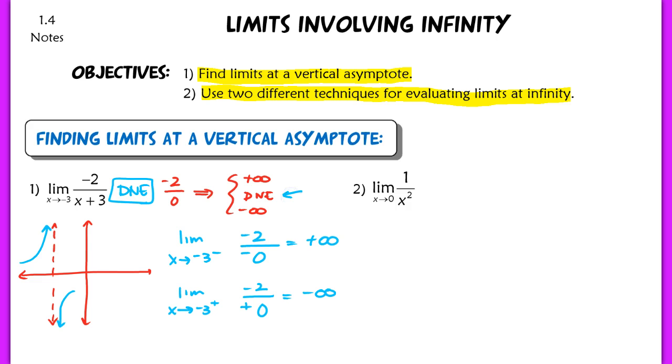All right, in example 2, you want to find the limit as x approaches 0 of 1 over x squared. So we have another rational function here.